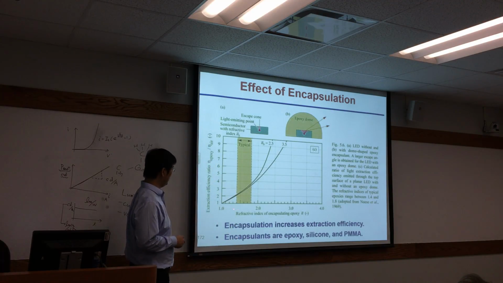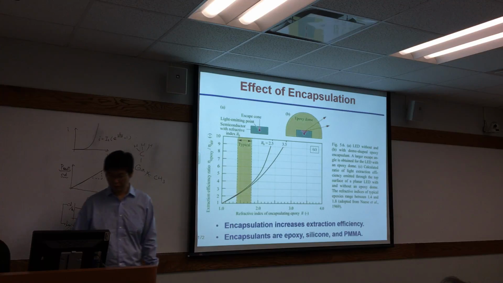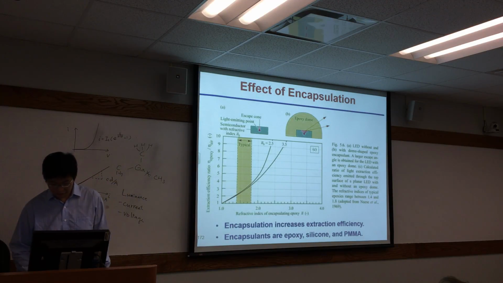So as we can see here, there's no encapsulation, no epoxy, so the outside refractive index is 1. And typically we can tune between 1.4 to 1.8, then we can achieve maybe 3 times more light going out. And right now the EQE is pretty high, maybe over 60 to 70%.